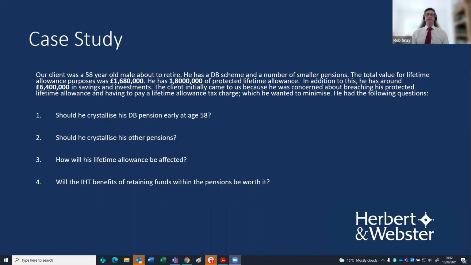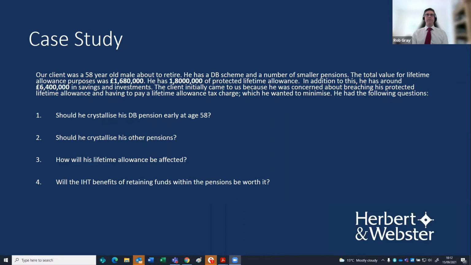His main reason for contacting us was that he had a defined benefit pension scheme and also a number of smaller pensions. The total value for lifetime allowance purposes, which is the total amount you can save into pensions before you have to pay some tax charges, is currently £1,680,000. However, he had 1,800,000 of protected lifetime allowance.